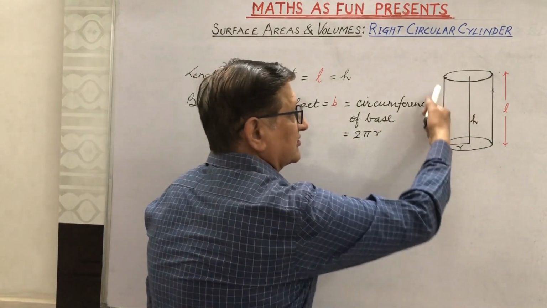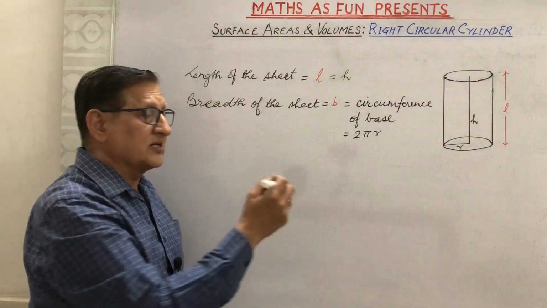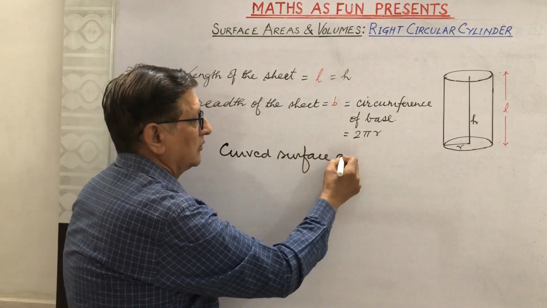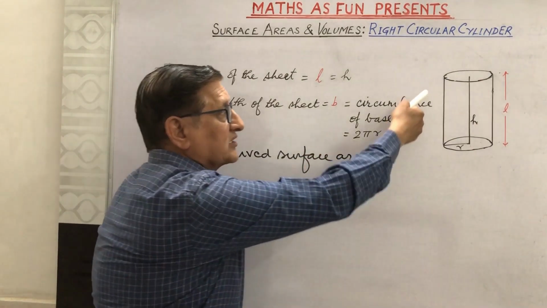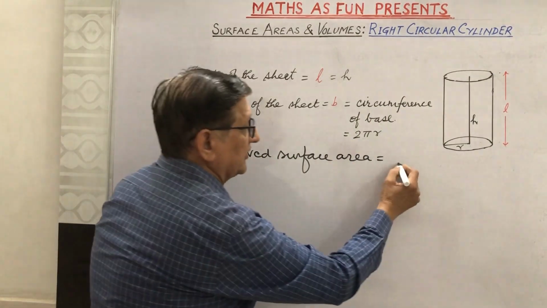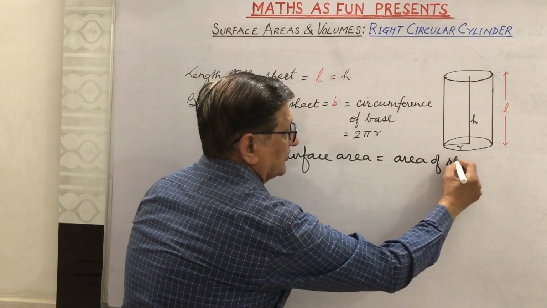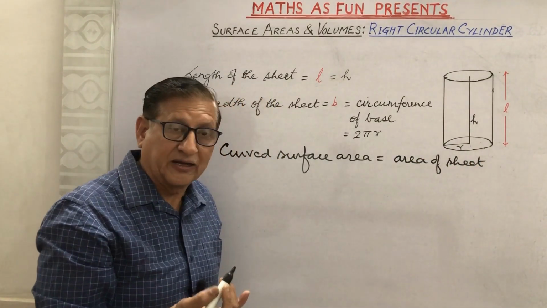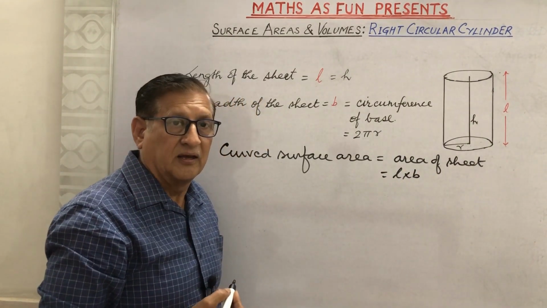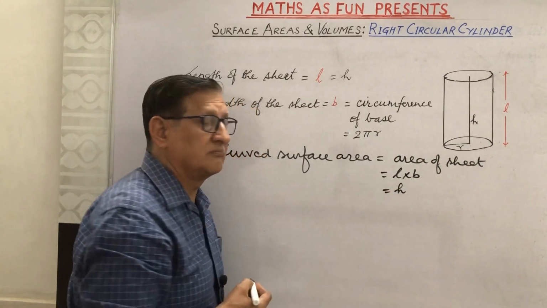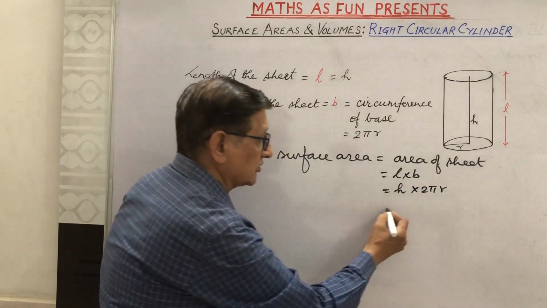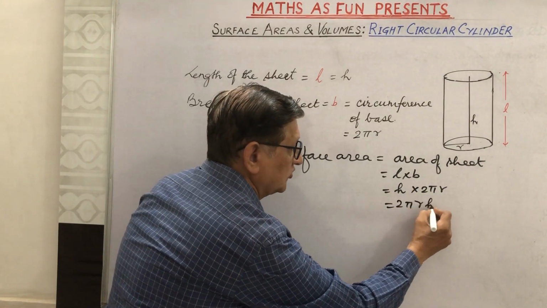What do we say about the curved surface area of it? In case we want to find out the curved surface area, that will be the same as the area of the sheet, or not? Because we have folded the same sheet. So this will be equal to the area of the sheet, and the sheet is rectangular, so its area is L into B. L here is h and B is 2 pi r. So the curved surface area of this becomes 2 pi r h.